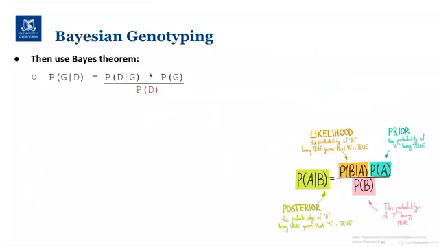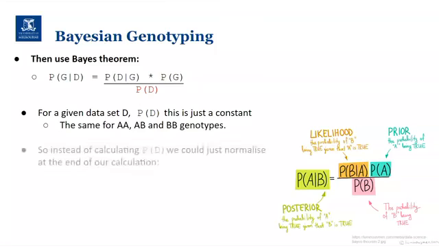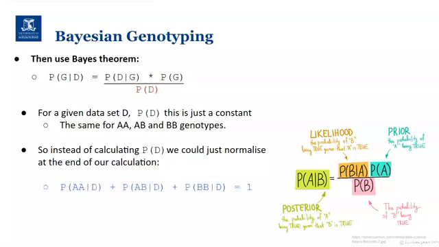So the probability of actually seeing a given set of reads. For a given data set, P(D) is usually just a constant. So it's the same regardless of the genotype. So instead of actually calculating the probability of seeing a set of reads, we could just normalize it at the end of the calculation. Since we only have 3 possible genotypes in this case, we can say that the probability of genotype 1 given a set of sequences plus the other genotype plus the other one, this needs to be 1 because we only have 3 possibilities.